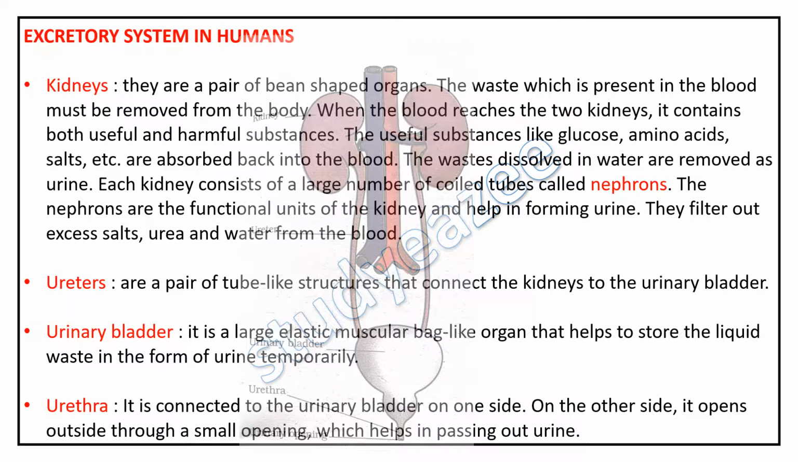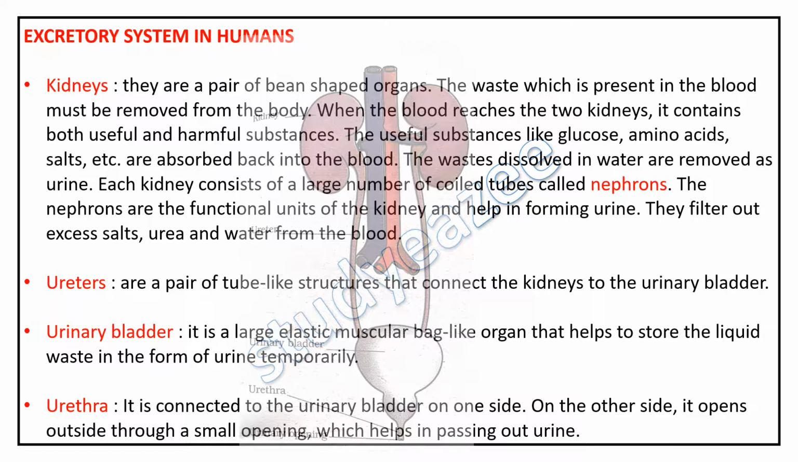Each kidney consists of a large number of coiled tubes called nephrons. The nephrons are the functional units of the kidney and help in forming urine. They filter out excess salts, urea and water from the blood.